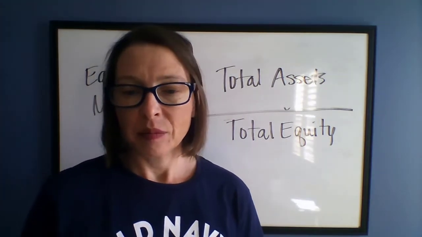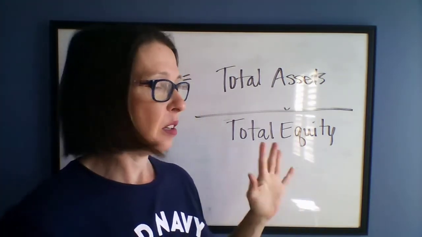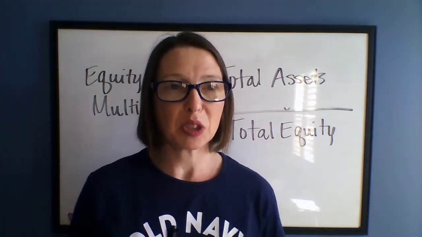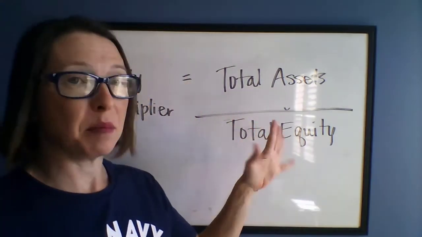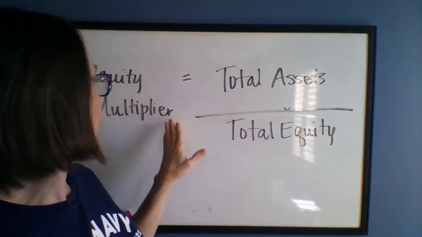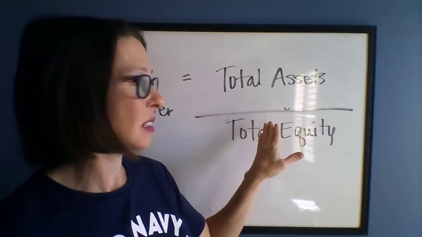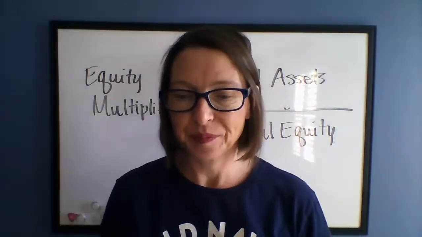And so here's the equity multiplier. If you don't have one or two of these numbers, you can use the other numbers to calculate one of the missing numbers. So for your equity multiplier, your total assets is divided by your total equity.